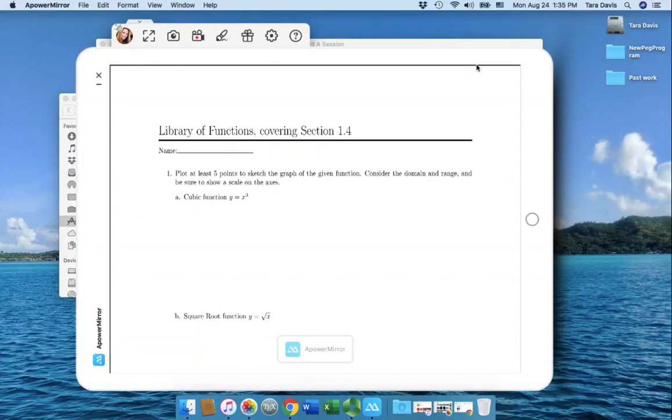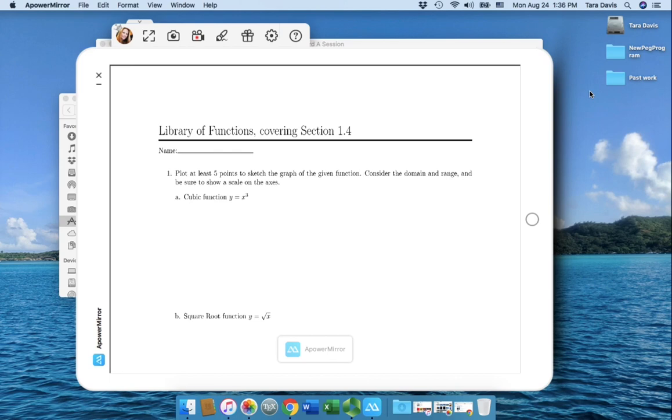Okay, so this is a video about section 1.4, which is the library of functions. This is actually important mostly for the results, although we'll go through the derivations. Basically, we're going to be introducing a bunch of graphs that I expect you to memorize because they are going to come up all the time in this class and also in calculus class if you take that class.